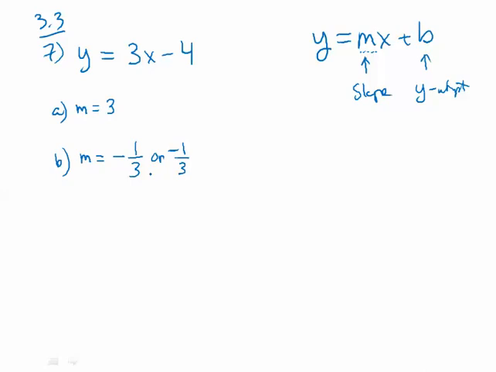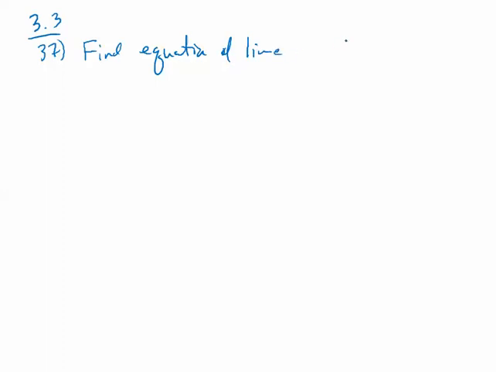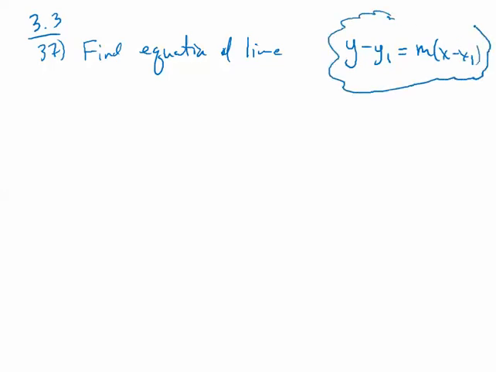Alright, 37. Find the equation of a line. Okay, some fun stuff here. Whenever you see find the equation of a line, automatically in your mind you should say, oh yeah, that is y minus y1 is equal to m times x minus x1. That should be in your mind, because that's what will give you the equation of a line. Point-slope form. Yep.